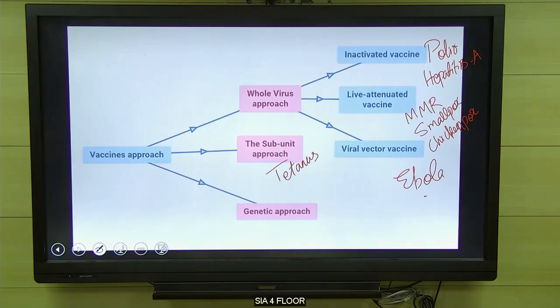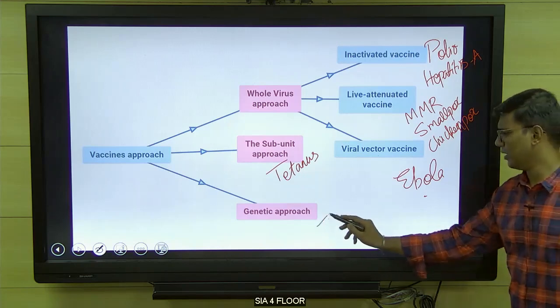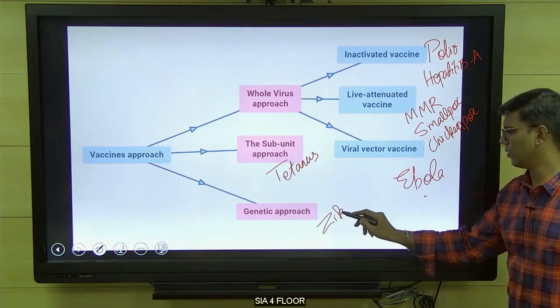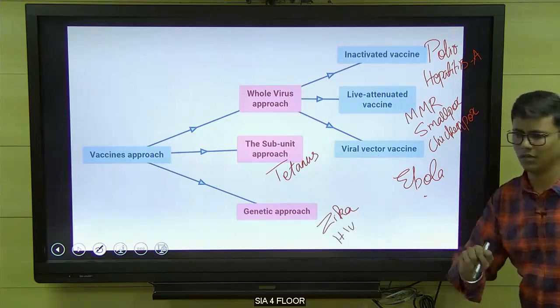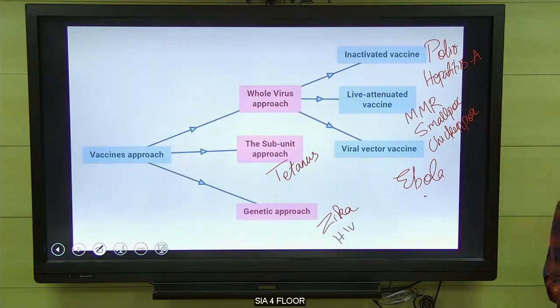Okay, talking about the genetic approach, we do not have many vaccines. Right now, there is ongoing research for Zika and HIV, wherein many DNA vaccines are licensed for animal use, not for human use, since it involves genetic modifications and everything. Right now, humans do not have genetic approach vaccines, whereas it's permitted in animals.